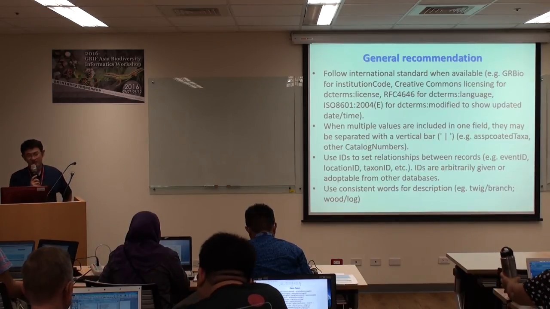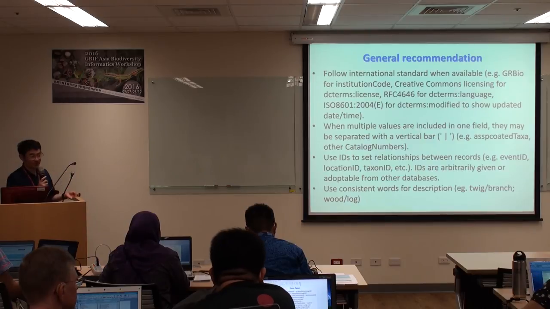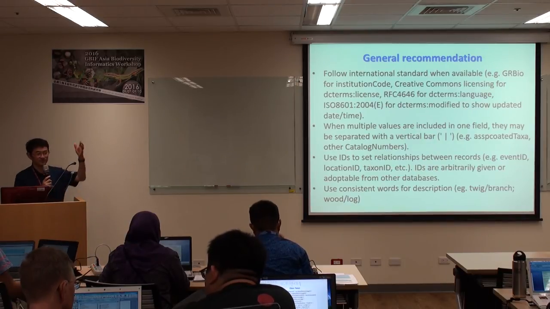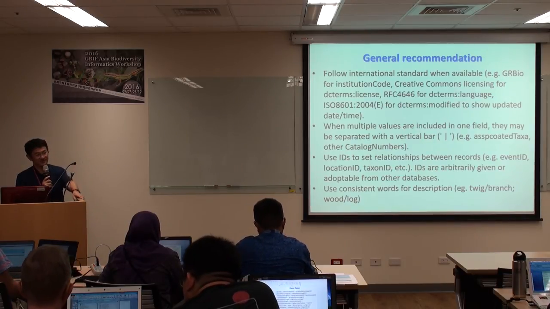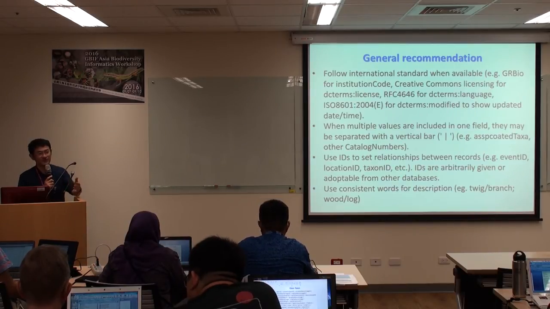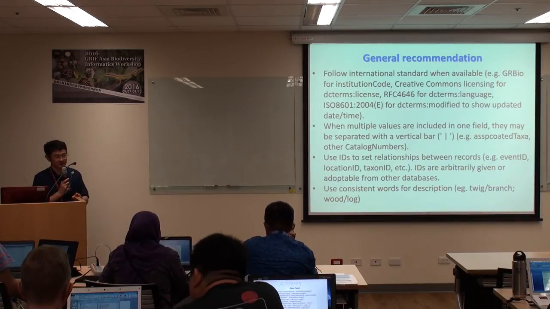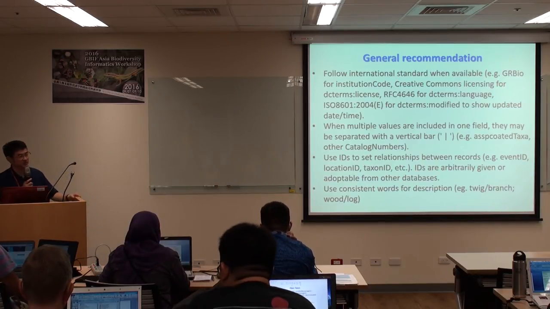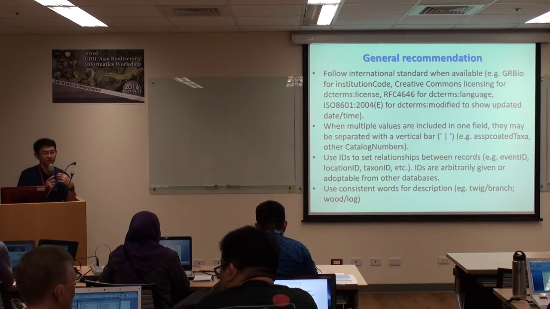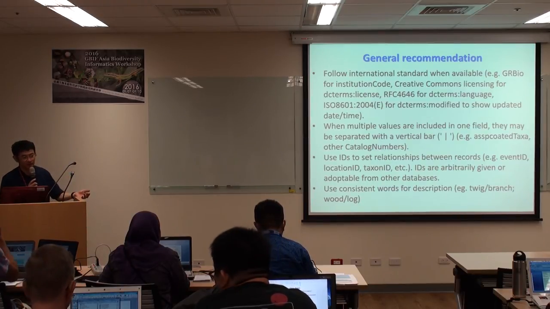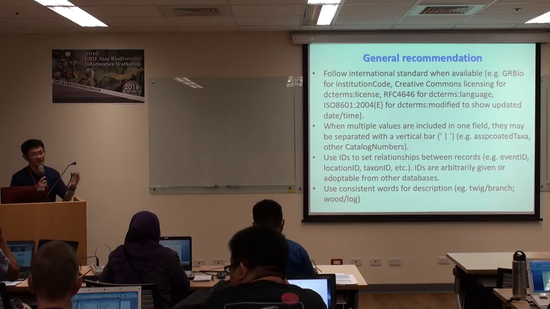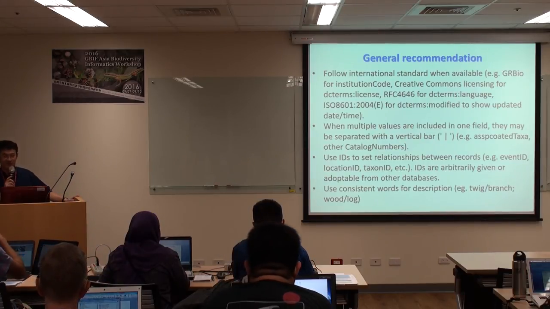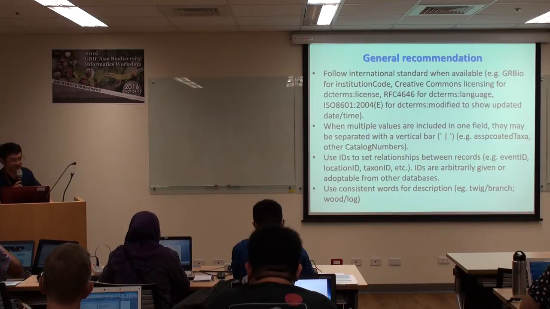I'm not sure whether it is possible to adopt Darwin Core, just to create a database and list all these specimens. If you're going to list the specimens, I would recommend using Darwin Core, because it's much more compatible with any database in the world. But whether it is published as a publication or something, that's another story.